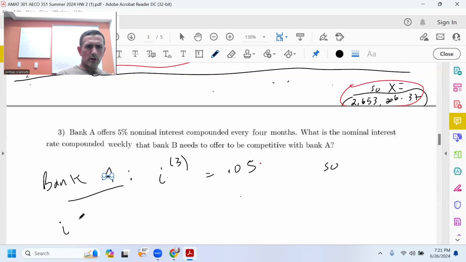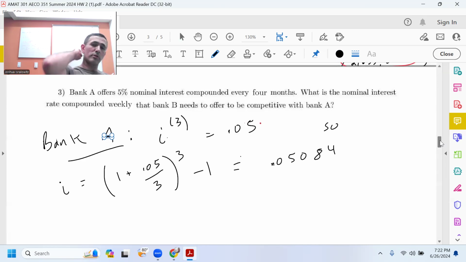All right, so per year, this account is going to earn an interest rate of 5.084%, close to 5%, but not exactly. So remember, all these nominal interests, continuously, weekly, daily, whatever, discount, same thing. They're all going to be similar to each other, not too far off from each other.